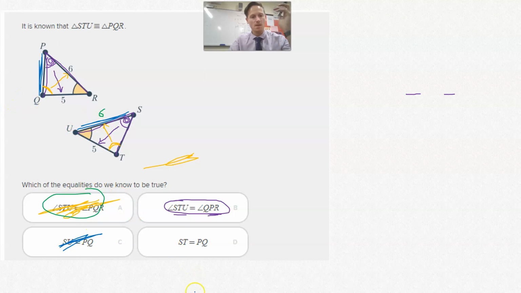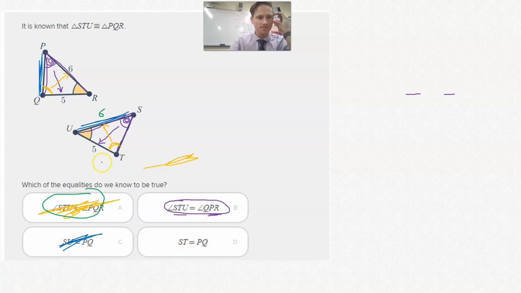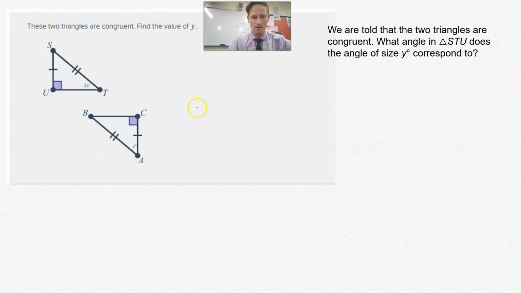All right. ST equals PQ. Okay, my last color. We'll go red. So ST is here. That's that unknown side. And PQ is that unknown side here. So that's actually correct. So we've got 3 equalities that are correct and 1 equality that's incorrect. And we knew that because they were congruent in the first place. Awesome. These 2 triangles are congruent, so again, we know that.